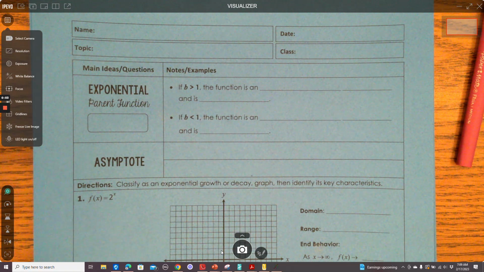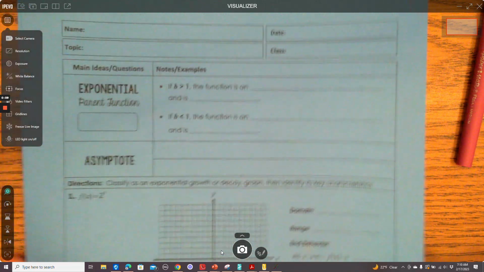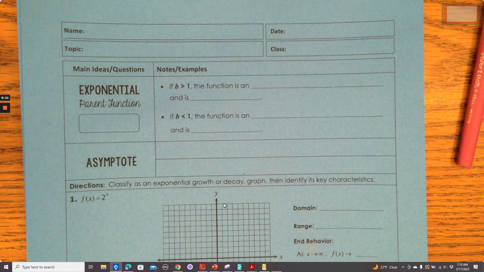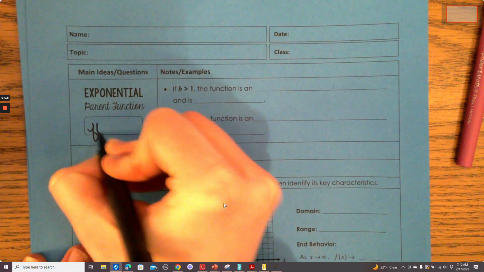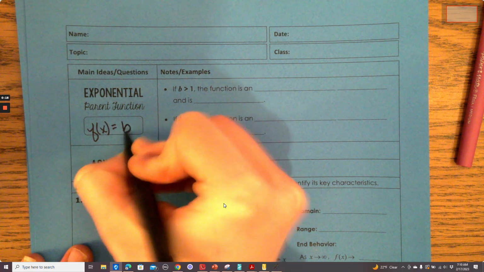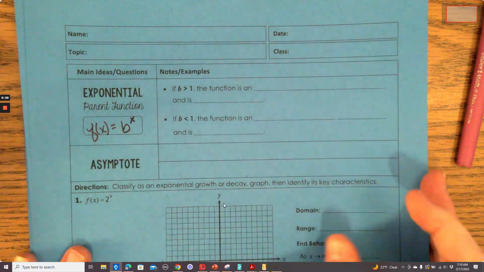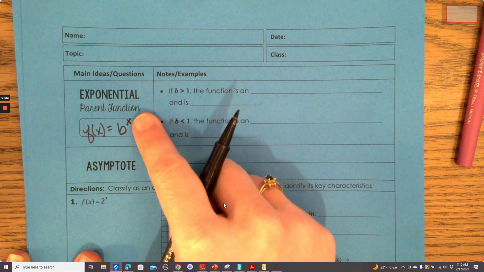This video is for the exponential parent functions and graphing exponential function notes. So our parent function, when we're talking about exponential functions, is f of x equals b to the x. Okay, so your exponent is your variable.